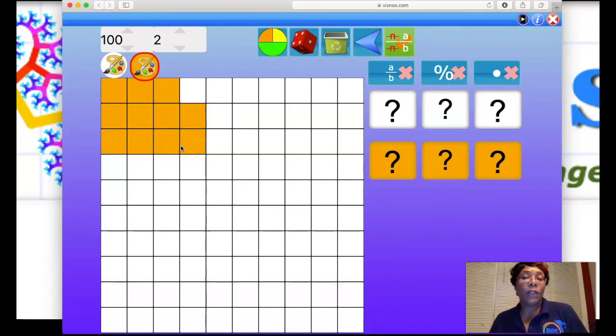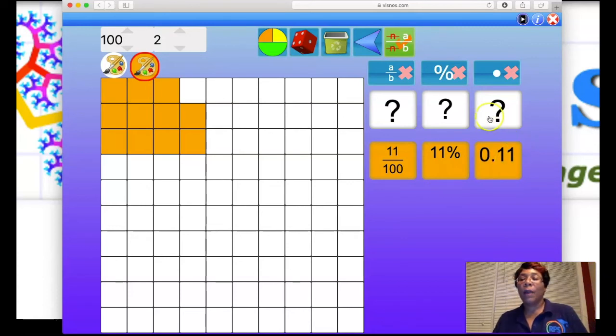11 out of 100. What do we want to do first? Do we want to do the fraction? We want to do the decimal? Do the percent? I don't think it really matters. So we have 11 out of 100 shaded. 11 100ths. Very good. This one doesn't need to be simplified, so it's just 11 100ths. And what is that as a percent? 11%. And as a decimal, 11 hundredths.